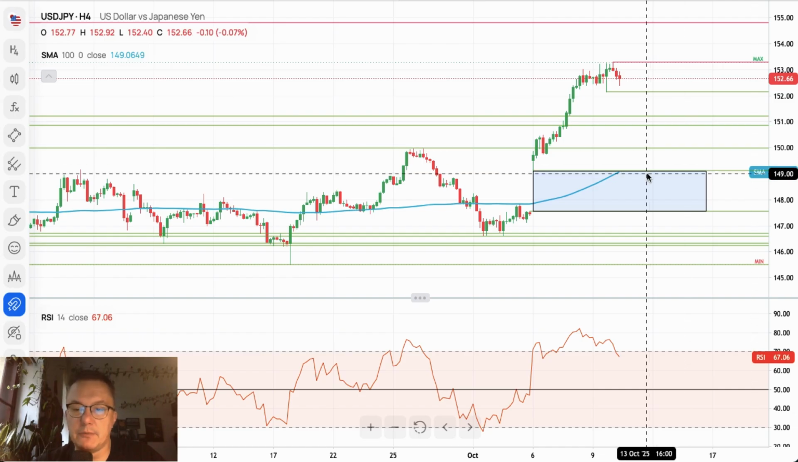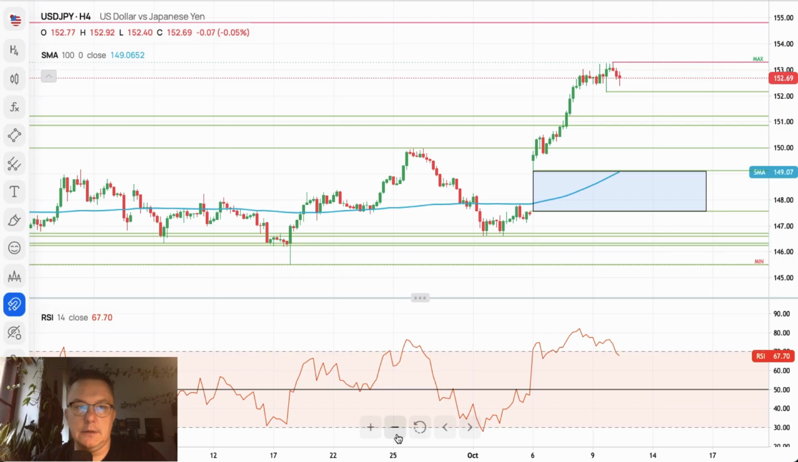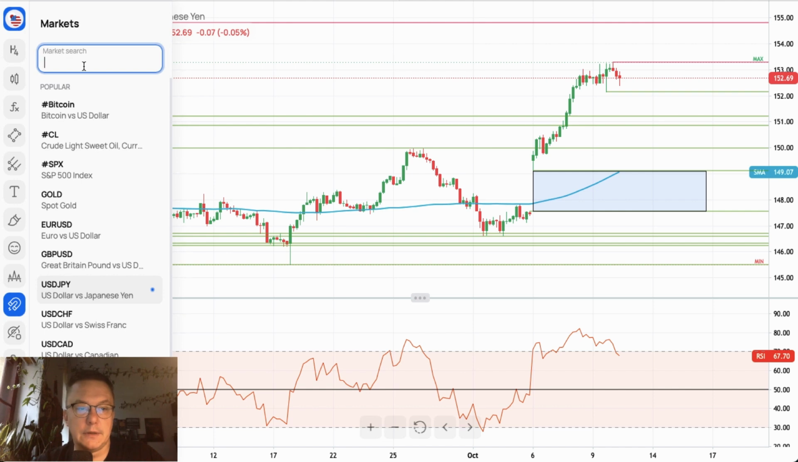Sooner or later, this gap will obviously be filled. Right, so the euro dollar, British pound, US dollar versus the Japanese yen. What else can go to the upside?